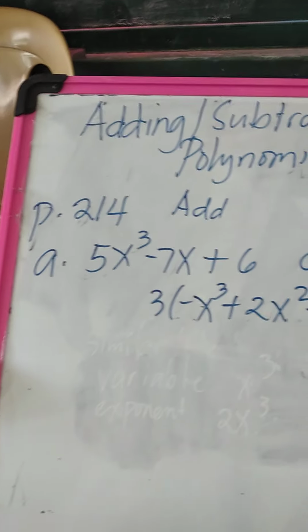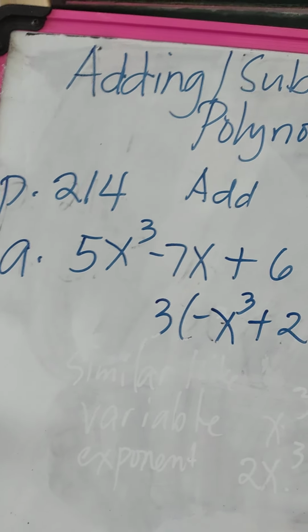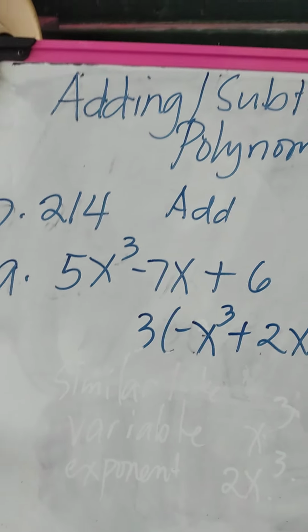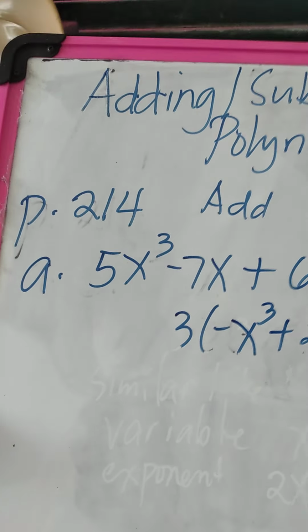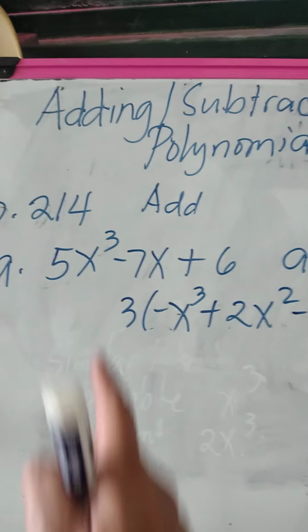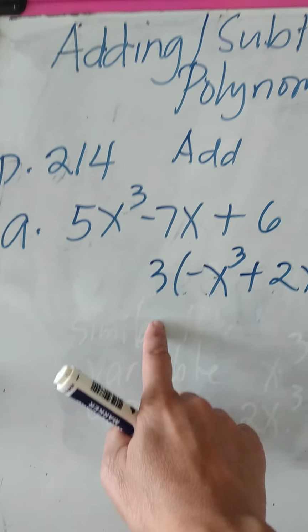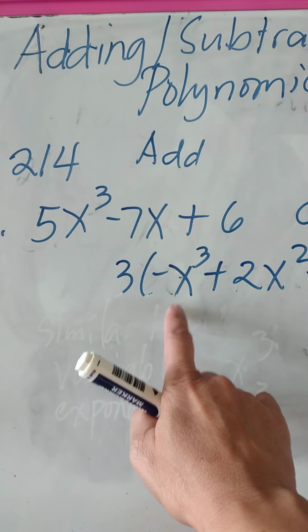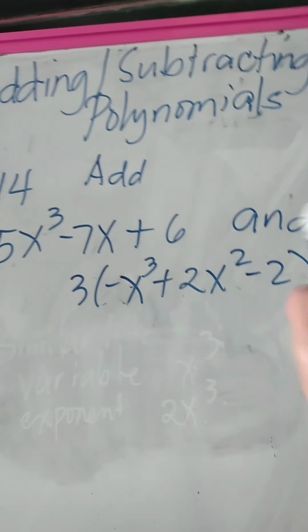Now, let us answer the given exercises in your book on page 214. The second, try this. It says there to add polynomials. So, only letter A. We are given here 5x cubed minus 7x plus 6 and 3, open parenthesis, negative x cubed plus 2x squared minus 2.